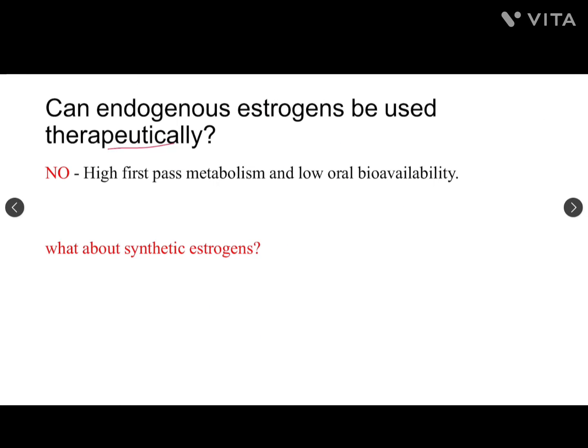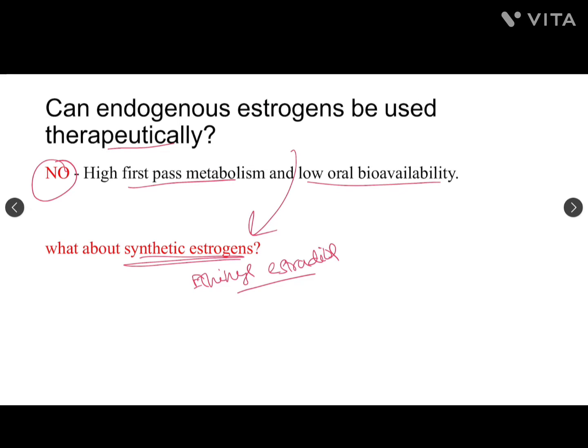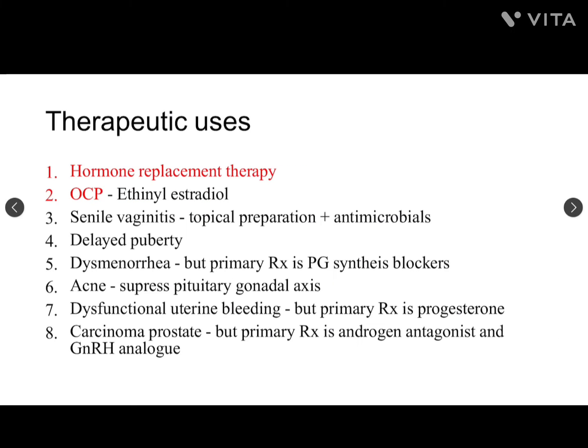Can endogenous estrogens be used therapeutically? The answer is clearly no, because endogenous estrogens have high first pass metabolism. As I've already discussed, they are rapidly metabolized in the liver. Second, they have low oral bioavailability. So that is why we turn towards synthetic estrogens, especially ethinyl estradiol. The most commonly used estrogen preparation is ethinyl estradiol. The synthetic preparations of estrogens have excellent half-life and bioavailability.